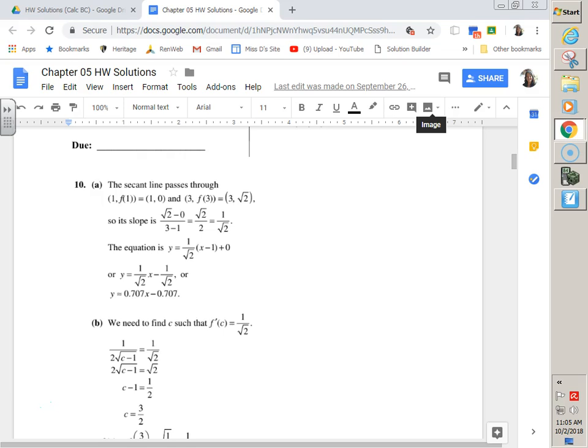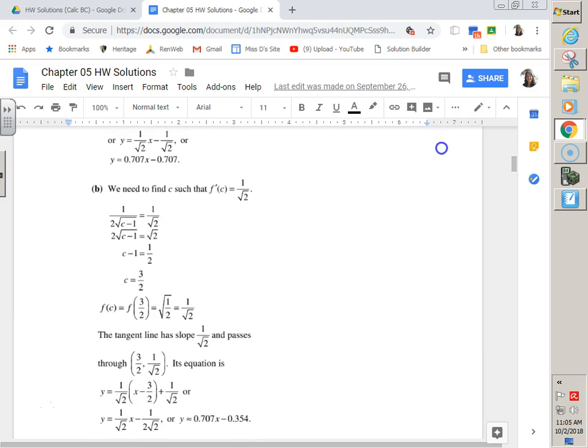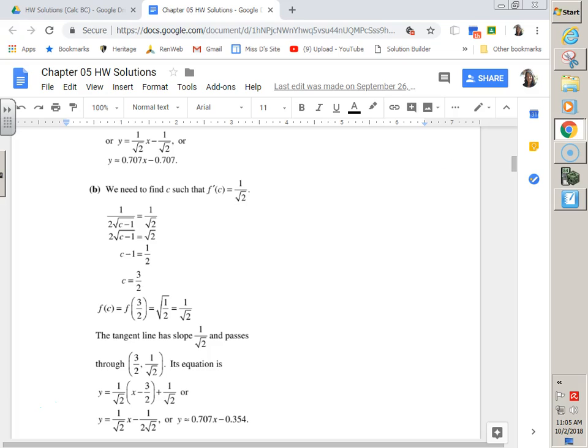And then letter B says, okay, that's the secant line. Where would the tangent line be parallel? Just think parallel. Slope of the tangent line, where is it equal to the slope of the secant line? So you would take the derivative of f, set it equal to the 1 over root 2 or square root of 2 over 2, whatever you did up here, and then solve for c. And you should have ended up with 3 halves.